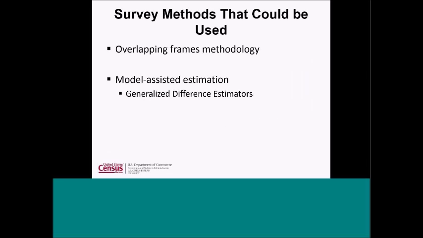So today I'm going to flesh out a little bit of an idea of how you might be able to adapt survey methods, or use survey methods, in this new way of thinking about estimation where you put the administrative records first. I'm going to talk a little bit about how to possibly use some overlapping frame methodology and then some adjusted model-assisted estimation, specifically generalized difference estimators. In this case, we will only discuss GREGs, or generalized regression estimators, but it can be extended to other types of models.